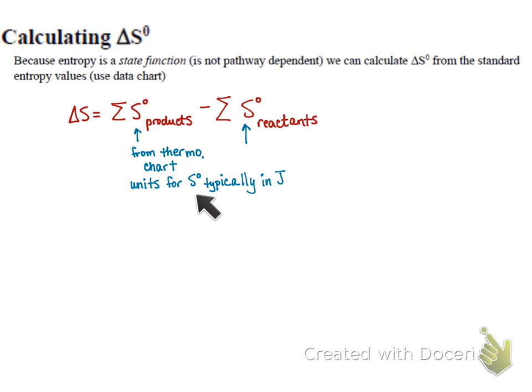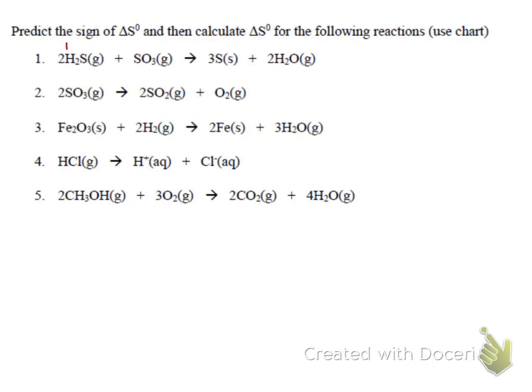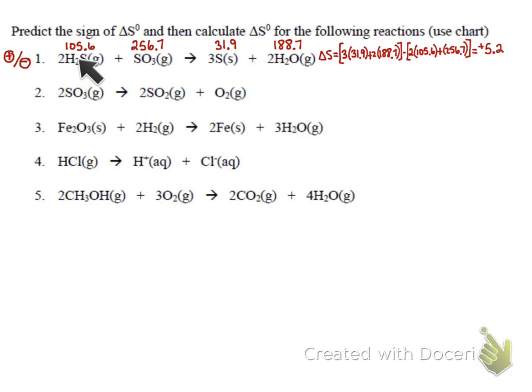The one thing that we need to notice about entropy is the numbers are smaller, typically in joules instead of kilojoules. So later on when we have to combine them, we have to think about the units. The chart is labeled with joules. So for these reactions, look up the entropy values and find them on the chart. That can take a while.